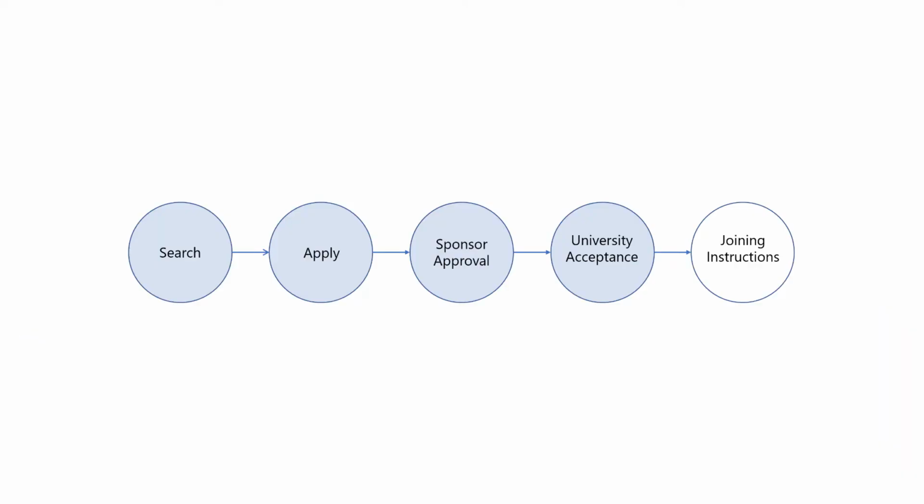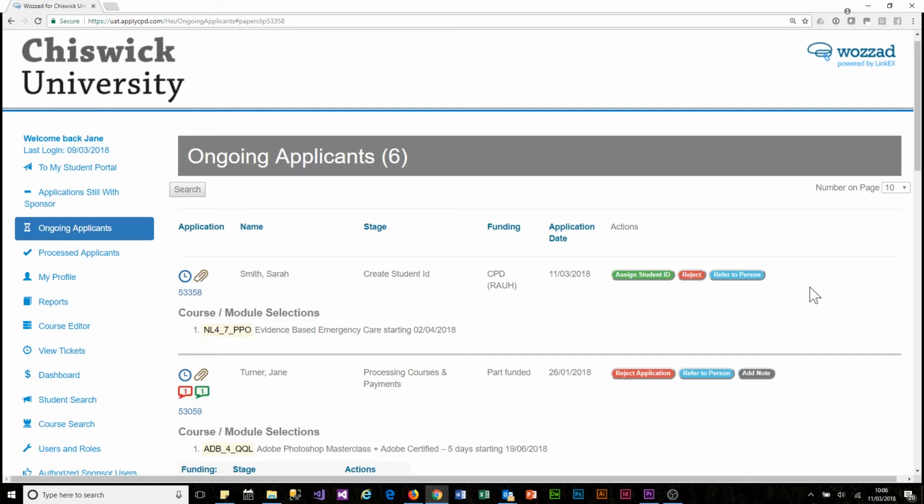This is now stage 4 of the application process, where the applicant has submitted an application, the employer or sponsor has approved the funding, and now the application is with the university or education provider. So following on from the application from Sarah Smith, this is now the view from the university.